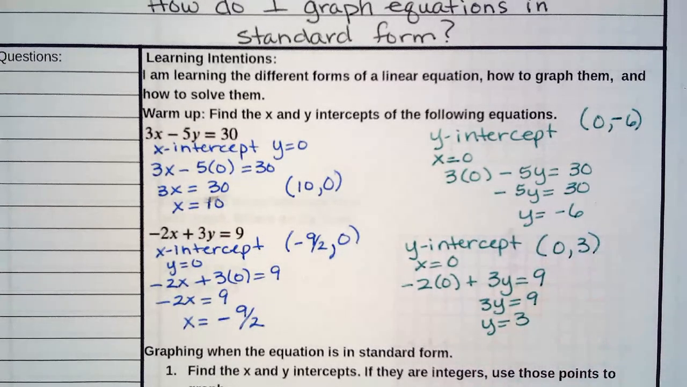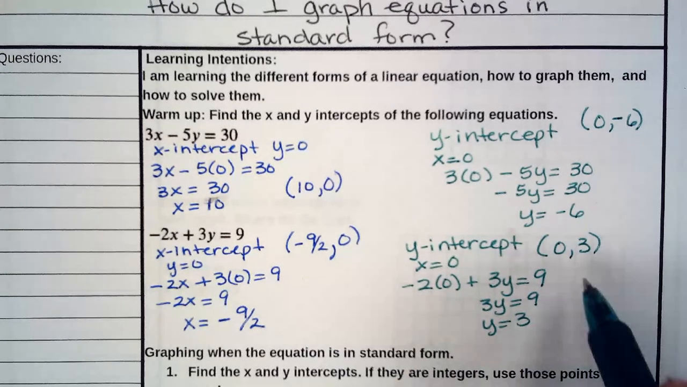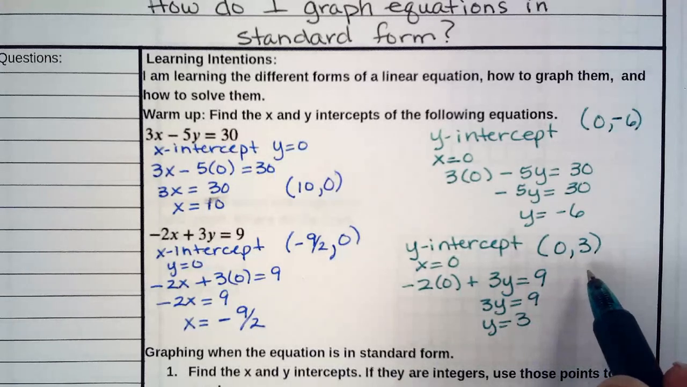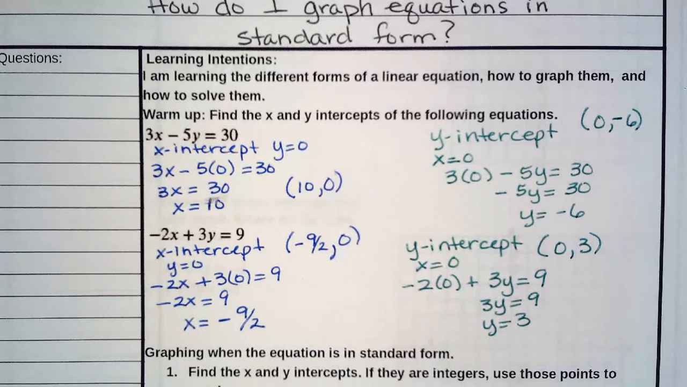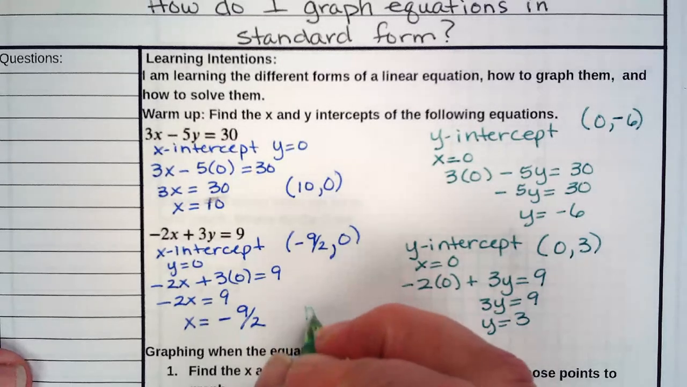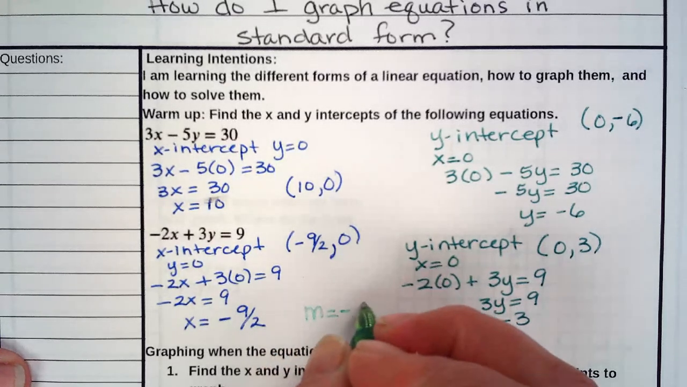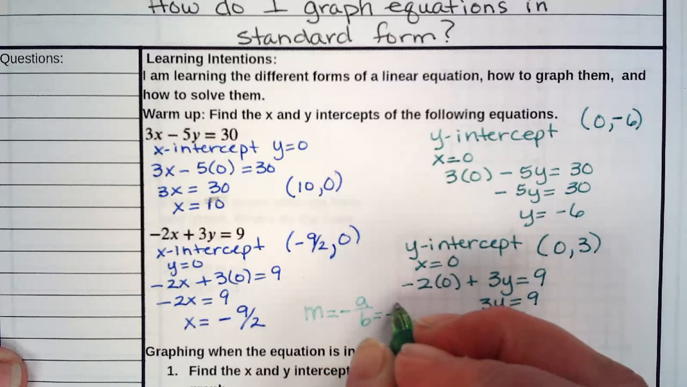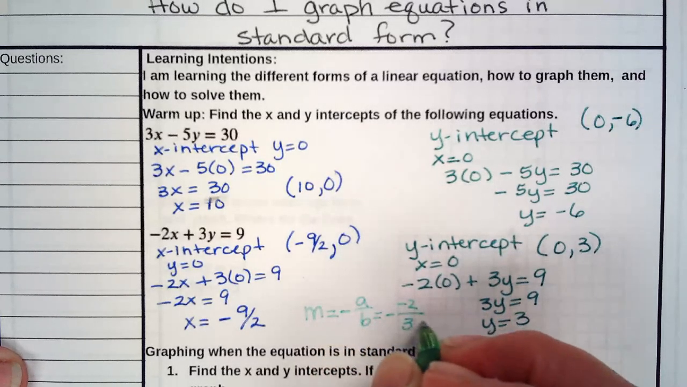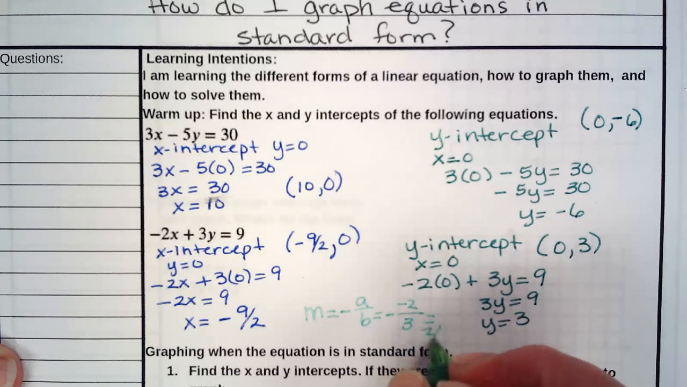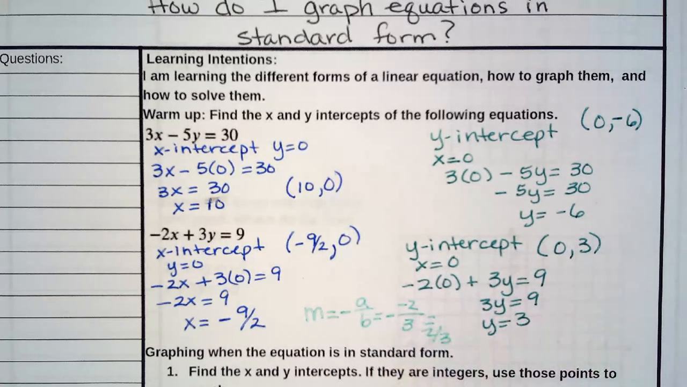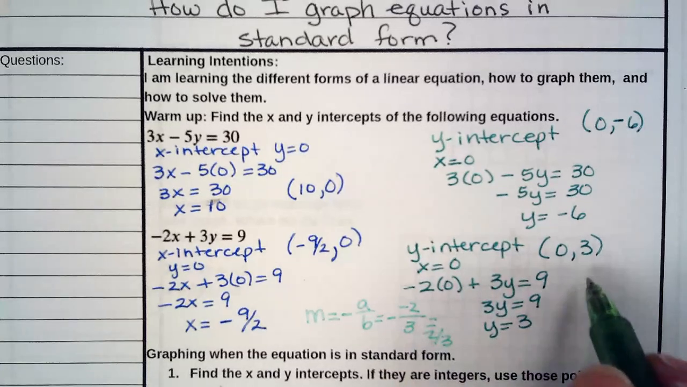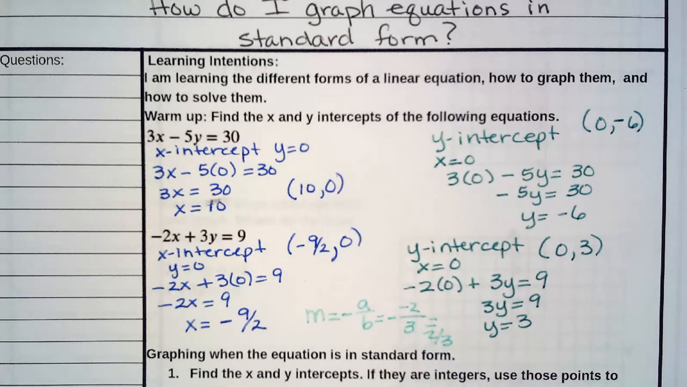Although it would be hard for us to try to graph the x-intercept, we know the y-intercept and we also know the slope. Remember, our slope is found by the opposite of a over b, which gives me the opposite of negative 2 over 3, which would give me 2 over 3. I can now use my slope and this point to graph.